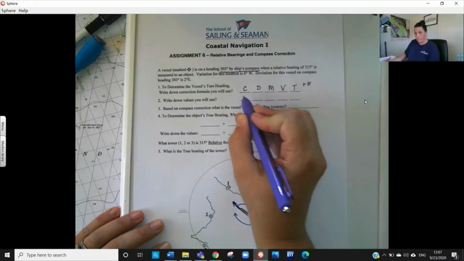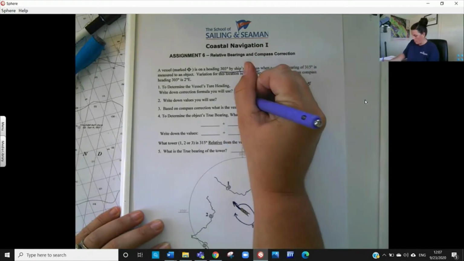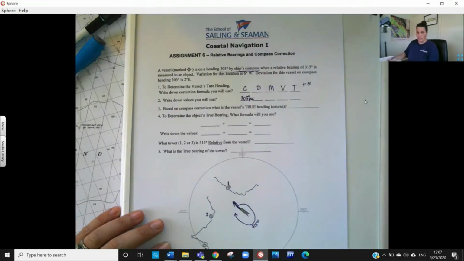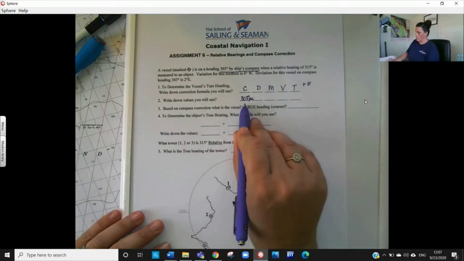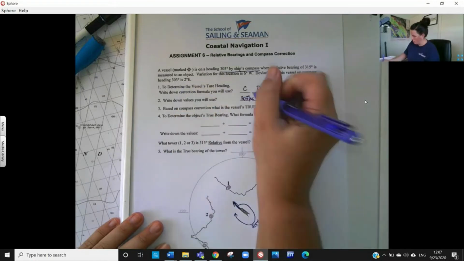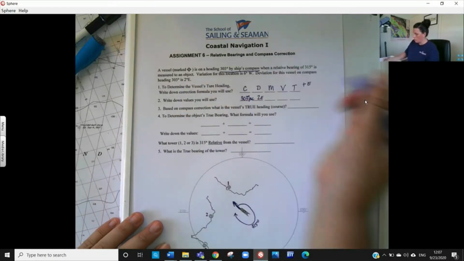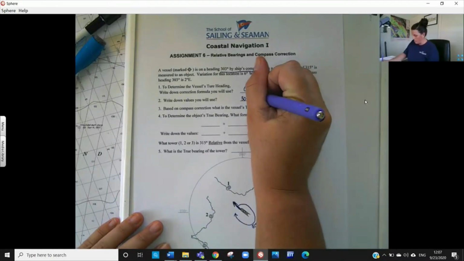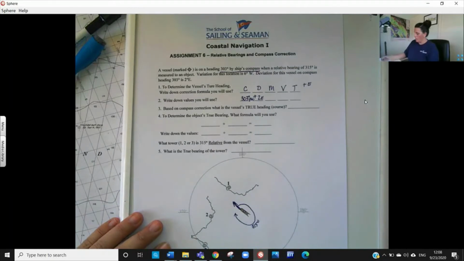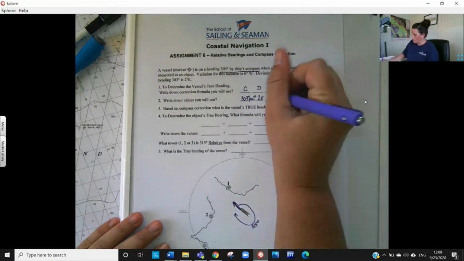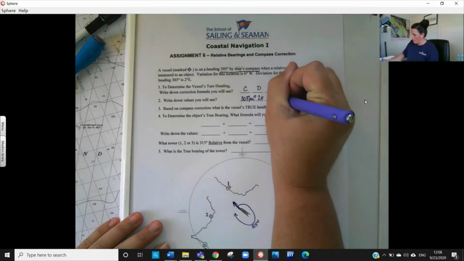So if I'm starting with C, which I have 303, I can work my way across this formula. So we'll write down our values. 303, our deviation is going to be 2 east. Working our way through this formula, we're going to be adding east. I'm going to put a little plus sign there. So 303 plus 2 gives me 305 magnetic.